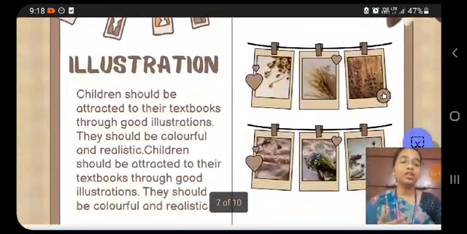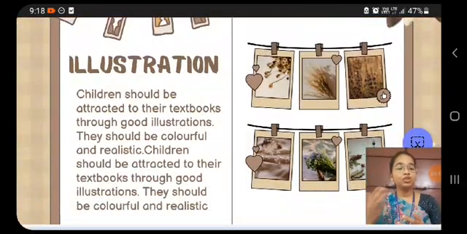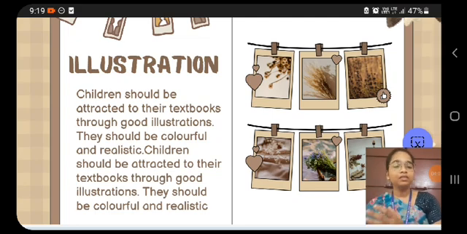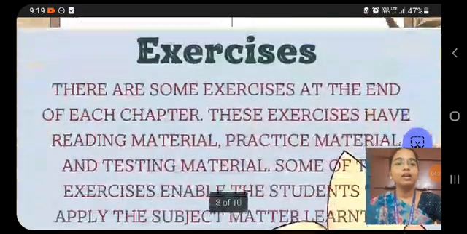And the next thing is illustrations. The student should be attracted towards the book through the illustration pictures. If an activity is given in the textbook, the children should understand the activity through the activity pictures themselves. It will make the job easy for teachers. The teacher need not explain things in the mother tongue, because the students will understand everything through the illustration pictures. The illustration picture should be good enough to represent everything to the child. That is illustration.